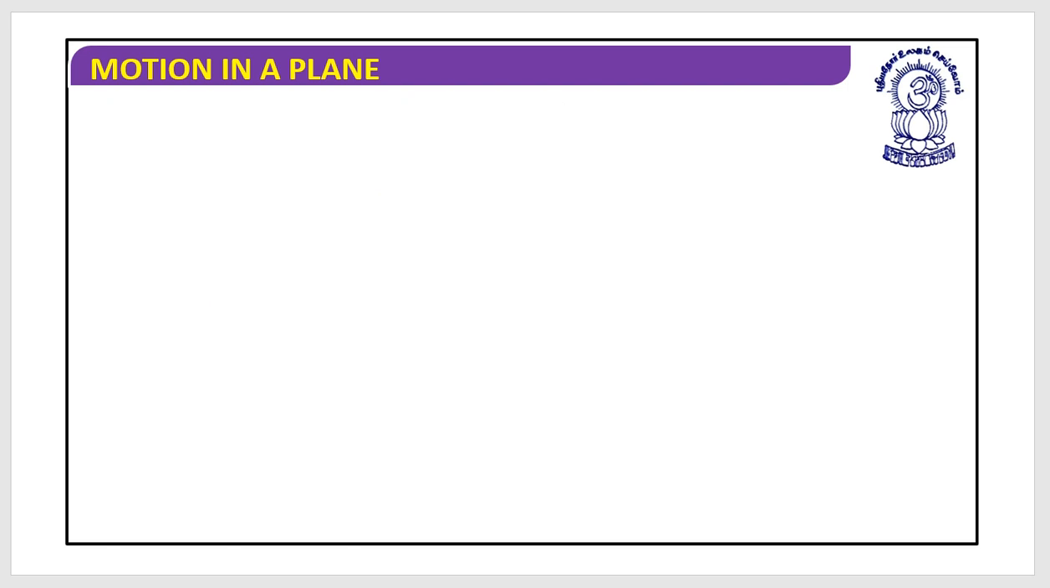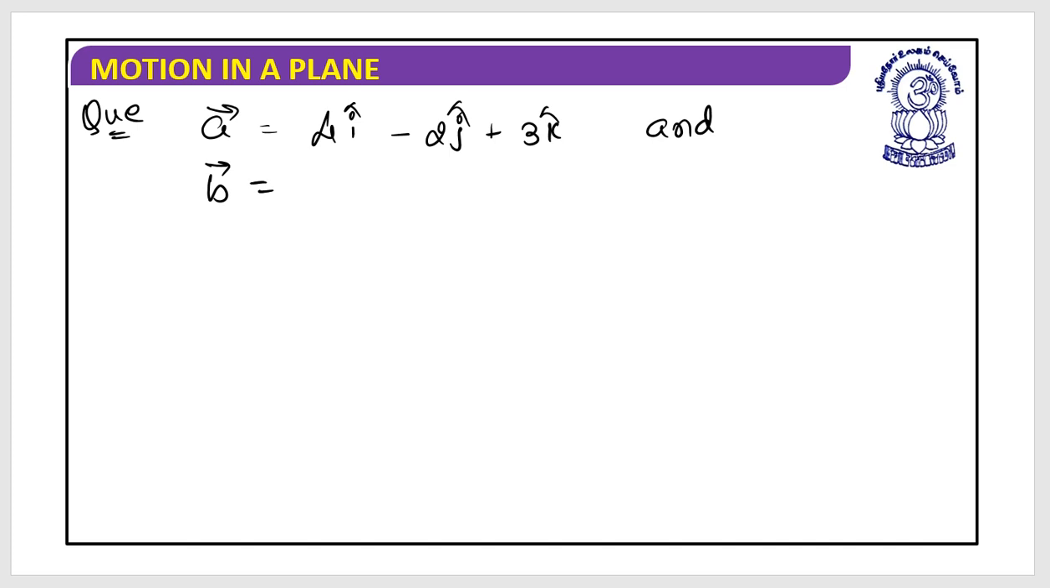So let's have a look. The question is given that suppose vector A is 4i minus 2j plus 3k, and vector B is 2i plus 4j minus 4k. Find C, which should be A dot B. Yes, this is the given data.